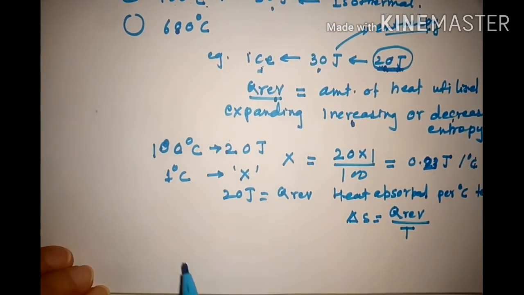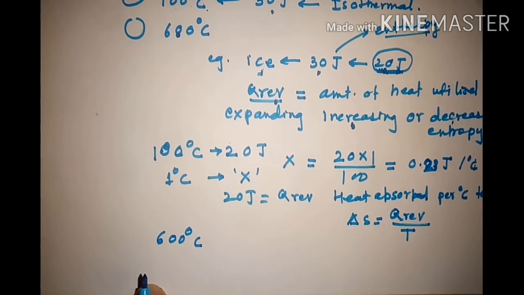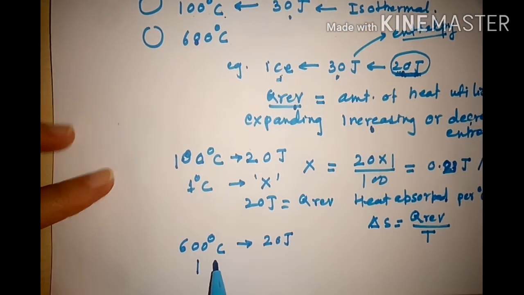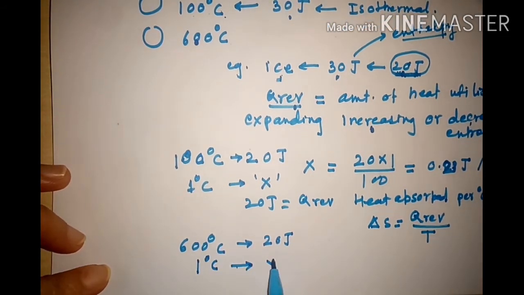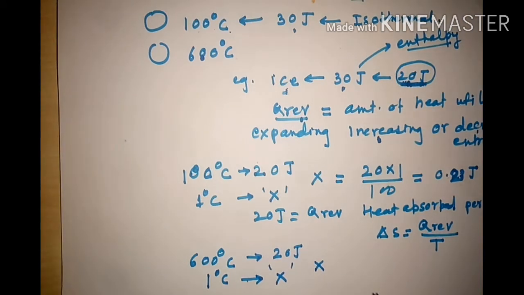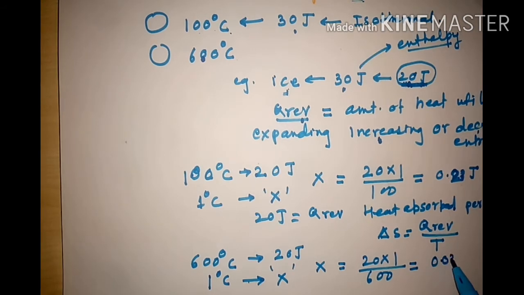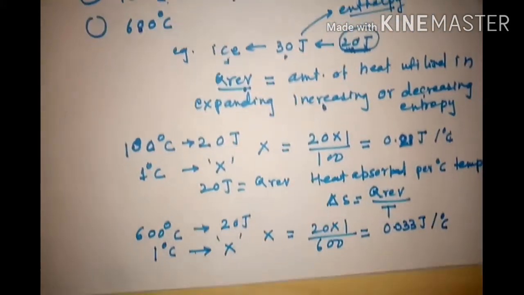Now if the situation is at 600 degrees Celsius, what is the heat absorbed or released per degree Celsius if 20 joules of energy is absorbed or released? That can be calculated as X. So X will be equal to 20 into 1 divided by 600. Approximately it comes out to be 0.032 joules per degree Celsius. Now look at these two values here.